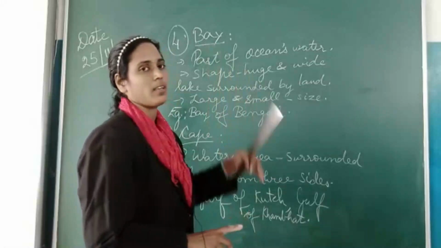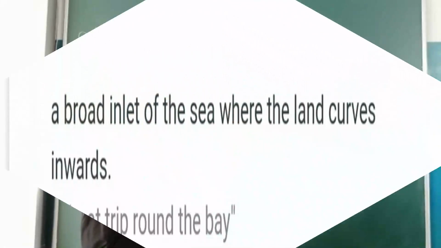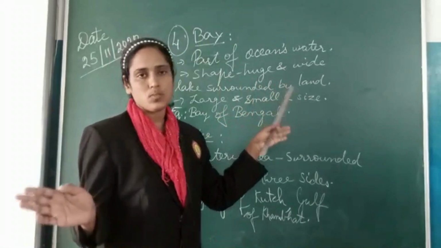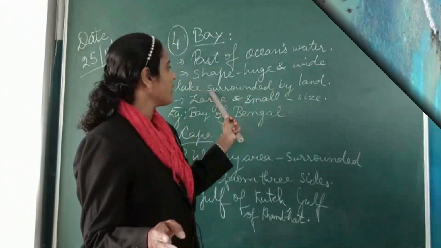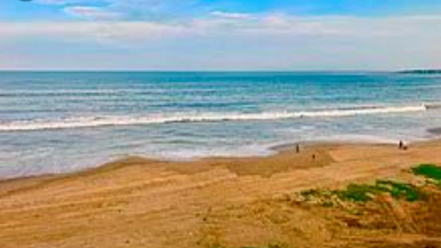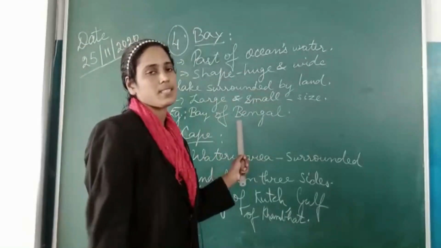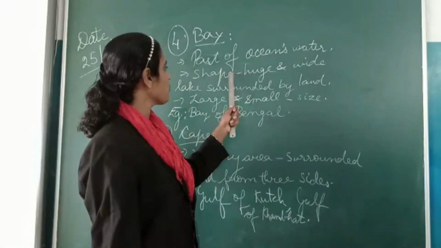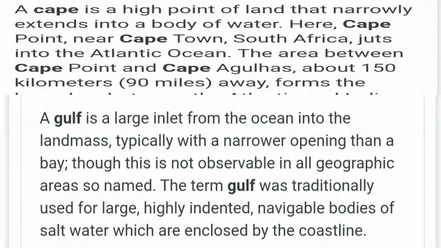Now we have the fourth category of landform, that is bay. What is the meaning of bay? A part of the ocean's water which has a huge and wide shape or structure is known as a bay. It's surrounded by land, and it's large or small in size depending on the area of its formation. Example, the Bay of Bengal. The best example in India is the Bay of Bengal.